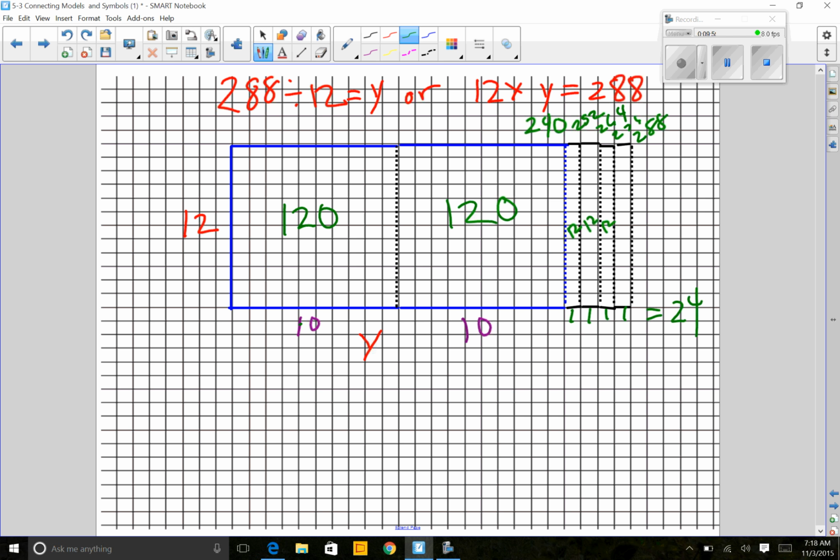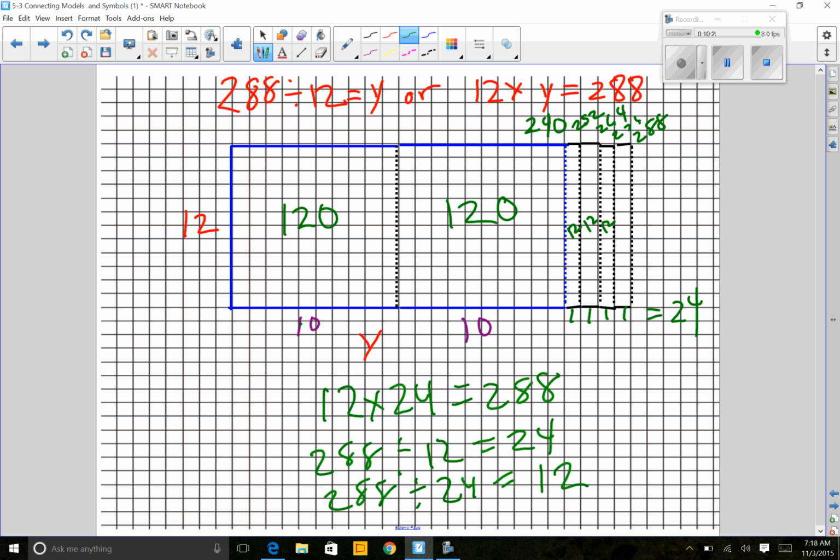So now we would know that 12 times 24 equals 288, or 288 divided by 12 equals 24. Or we could say 288 divided by 24 equals 12. And that's how we would use a model to show division.